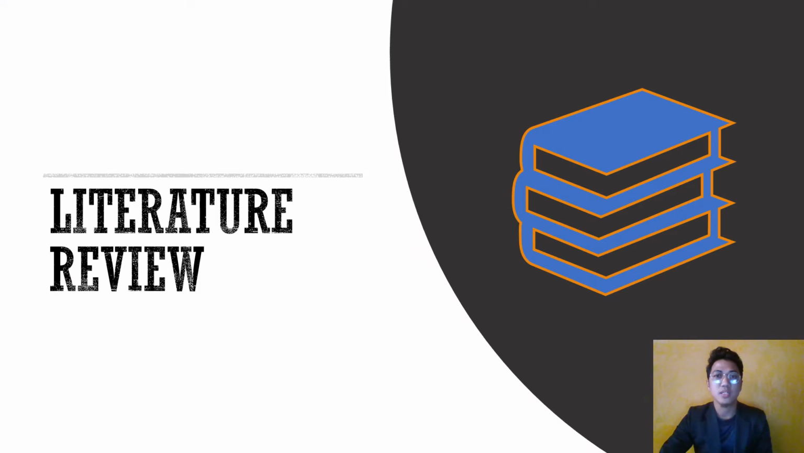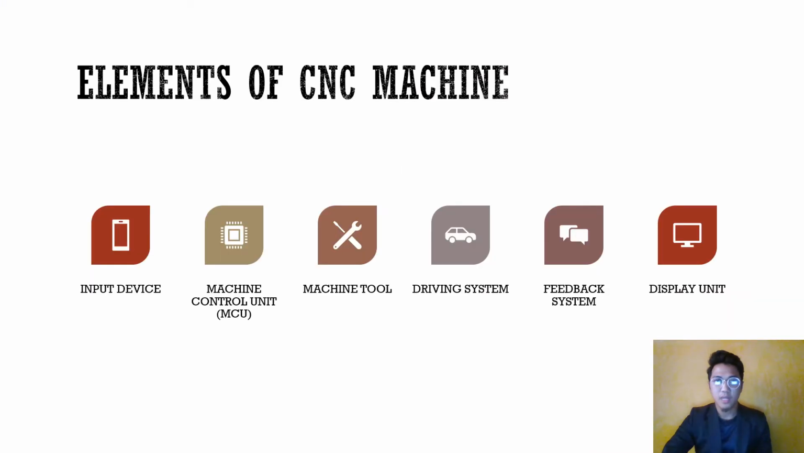Chapter 2, Literature Review. Elements of a CNC machine. First, input device. Second, machine control unit. Third, machine tools. Fourth, driving system. Fifth, feedback system. And last, display unit.